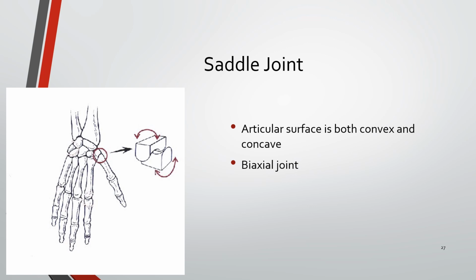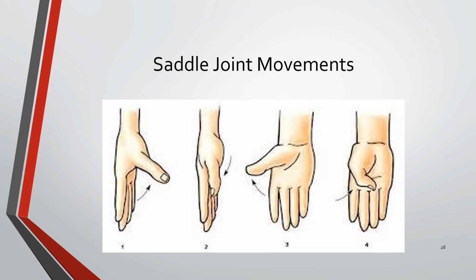Again, biaxial, bicycle has two wheels. Biaxial can move in two planes. So we've got abduction, adduction, flexion, and extension. Okay, so same concepts that we just talked about with the condyloid joint. So again, this just shows you the movements of that saddle joint.